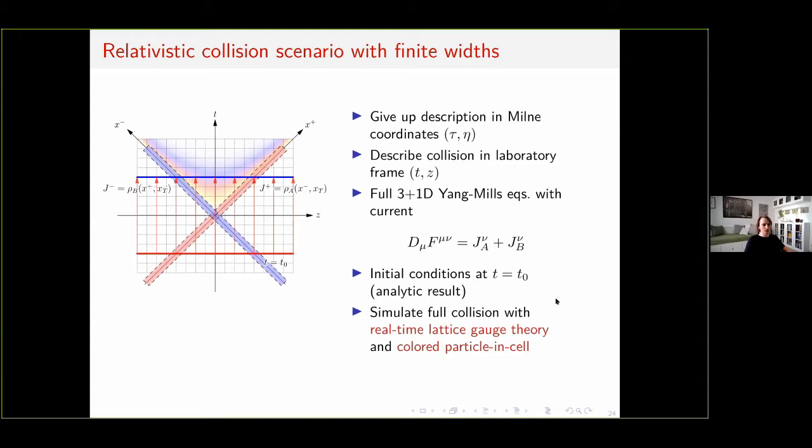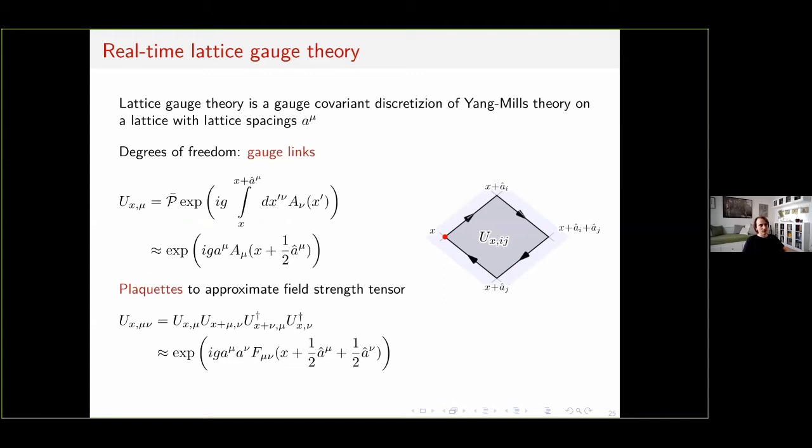So first, a quick refresher of what real-time lattice gauge theory is. Well, lattice gauge theory in general is a gauge covariant discretization of Yang-Mills theory on a lattice. So this is really at the heart of lattice QCD, for example. What you do here is you give up the description of the gauge fields in terms of the color fields A_mu themselves, but you actually switch to these gauge links. So these are the Wilson lines connecting lattice sites on a lattice. You can also just view them, at least for small lattice spacing, as basically exponentiated gauge fields. But the main thing that you can do now with these gauge links is you can look at small Wilson loops like that. So these are called plaquettes, the smallest ones that you can form on a lattice.